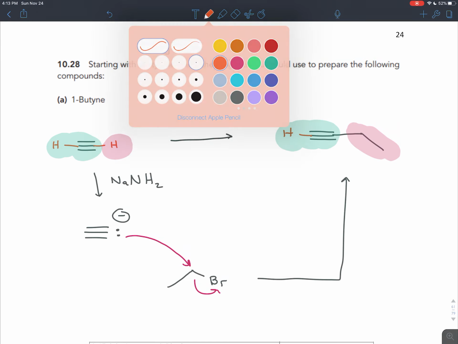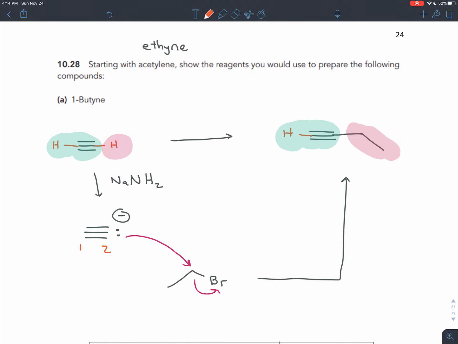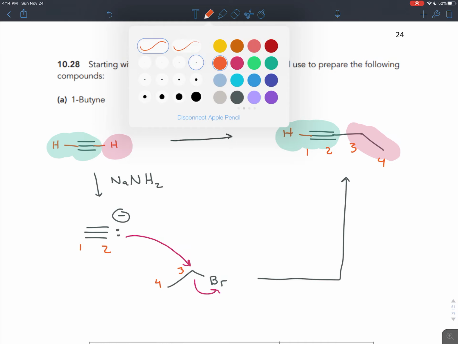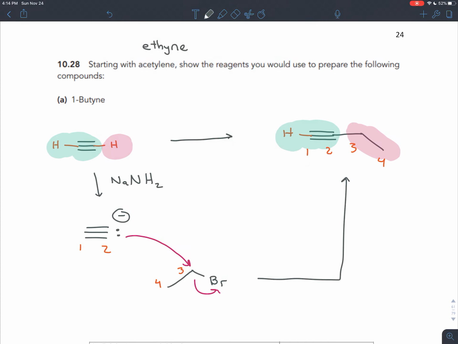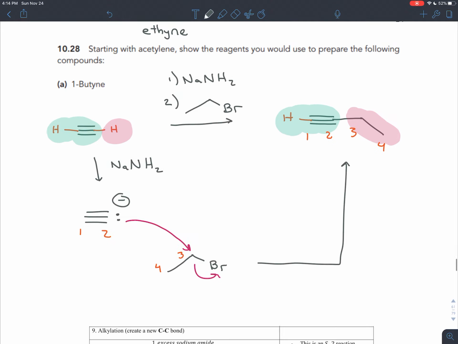So if you number this, you could see this would be 1, 2, 3, and 4. So overall, the recipe to make this transformation happen is to take the acetylene, treat it first with sodium amide to turn it into a carbon nucleophile, and then treat it with whatever carbon chain you specifically want to add. And here that was an ethyl group with a leaving group on it. And it could be bromine, it could be chlorine, it could be iodine, just a good leaving group. And that's your answer. That's your recipe.